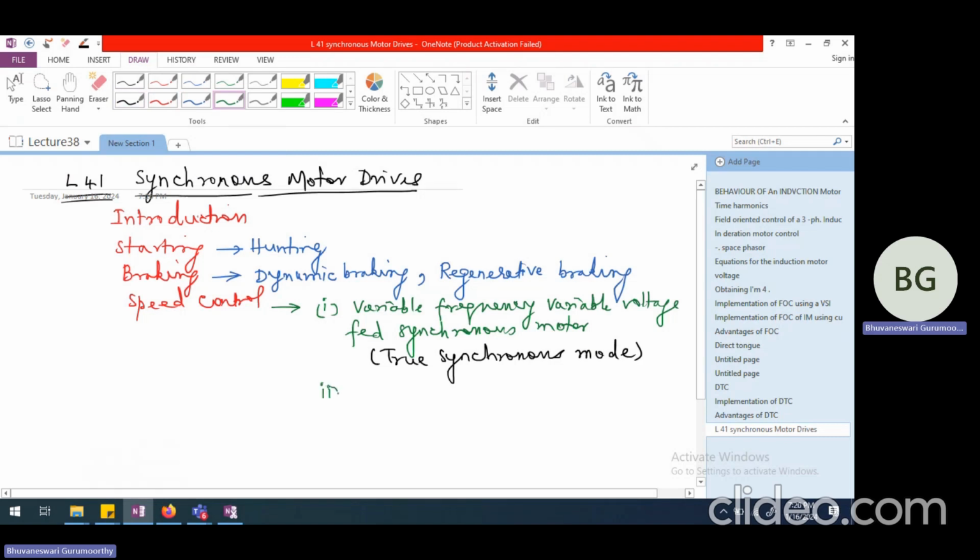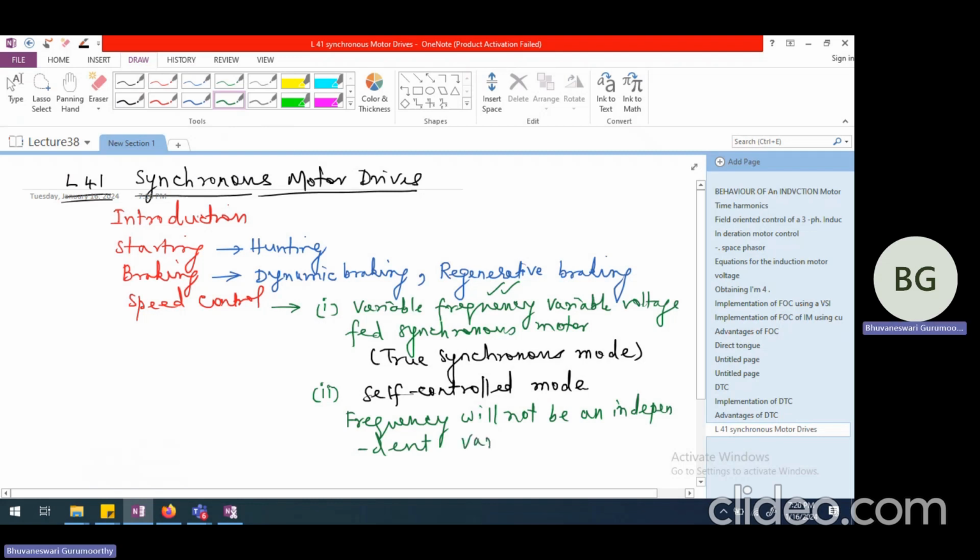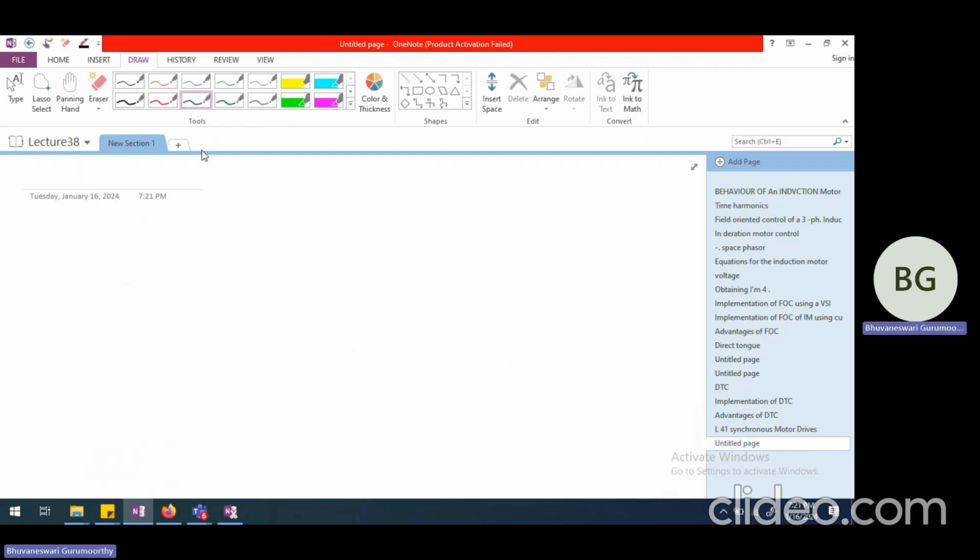The second type of operation where frequency will not be an independent variable. Here, essentially, frequency is an independent variable in the case of true synchronous mode. In the other case, it is called self-control or self-controlled mode. So in self-controlled mode, the rotor speed is going to be sensed and correspondingly the frequency will be set. So the frequency will not be an independent variable. So in this particular case, we will not be able to set the frequency independently. So how the control is implemented, we'll take a look maybe towards the end of this particular discussion on synchronous motor drive.